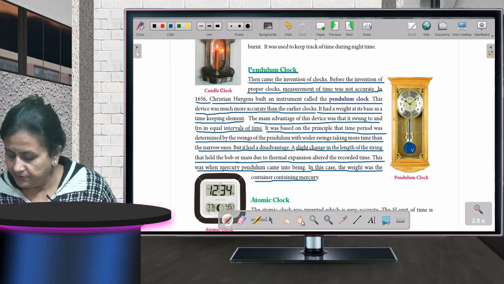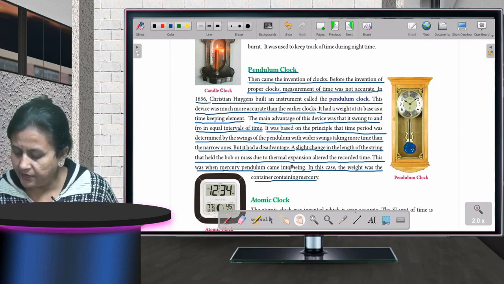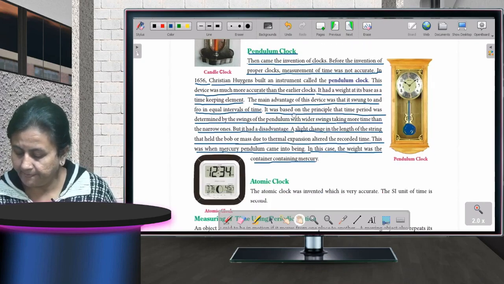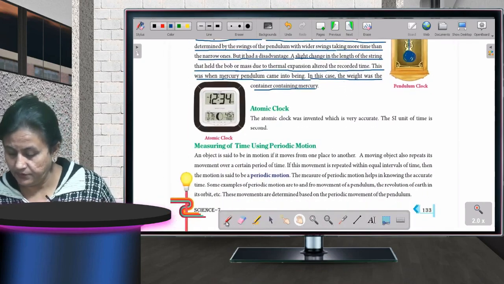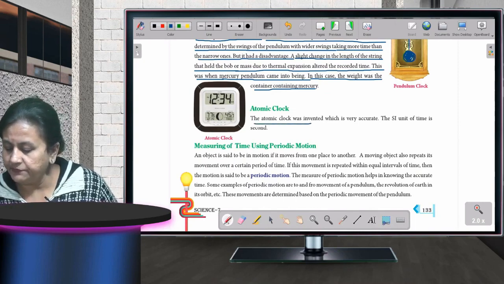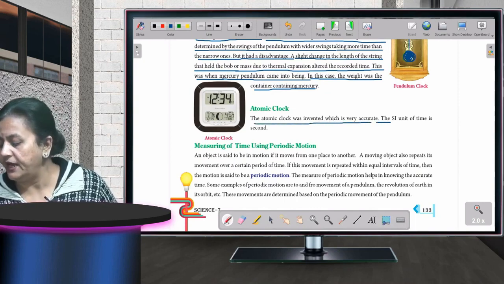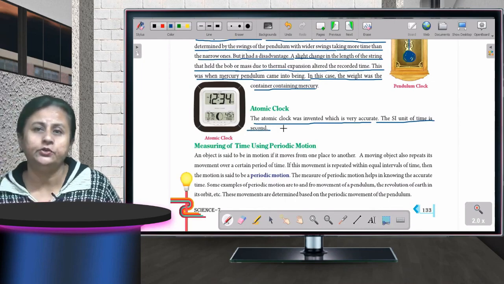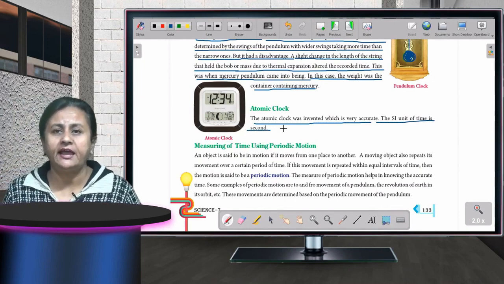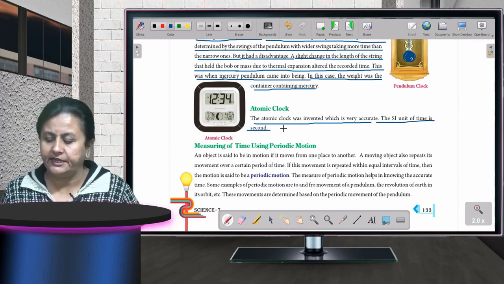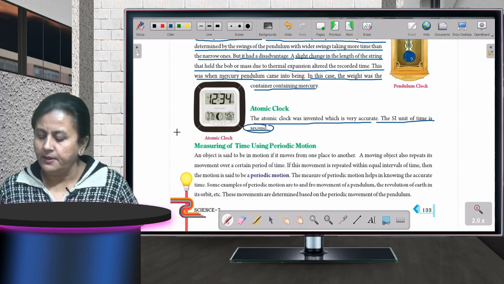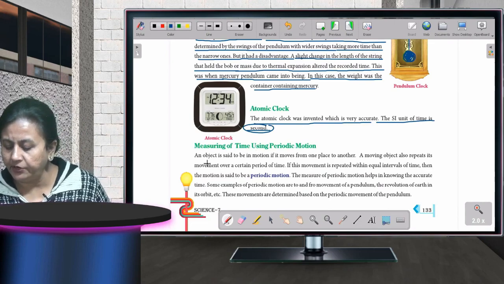Okay. Now come to the atomic clock. Can you all see on your screens also? The atomic clock was invented, which is very accurate. The SI unit of time is taken, which I told you, the SI unit. Everything has got a standard unit. Okay. The standard unit of time is second. Fine children. Now, measuring of time using periodic motion.